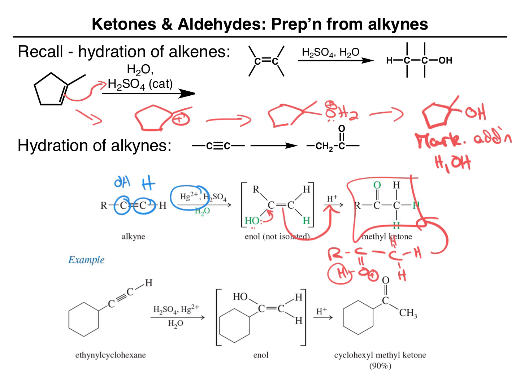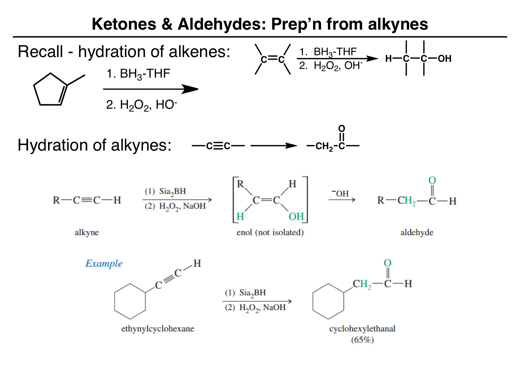If you have an internal alkyne, then the H and the OH could add to either alkyne carbon, and so if it's not symmetric, you can get a mixture of products. Another reaction we saw in Organic 1 when we were talking about reactions of alkenes was the hydration of alkenes by hydroboration oxidation.